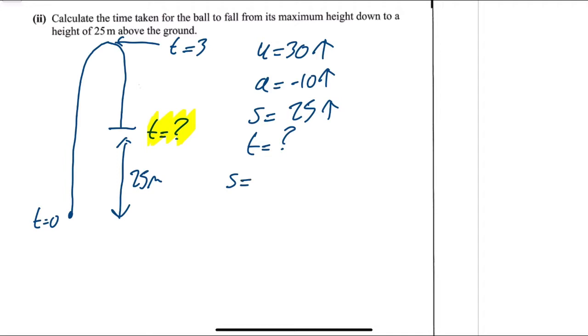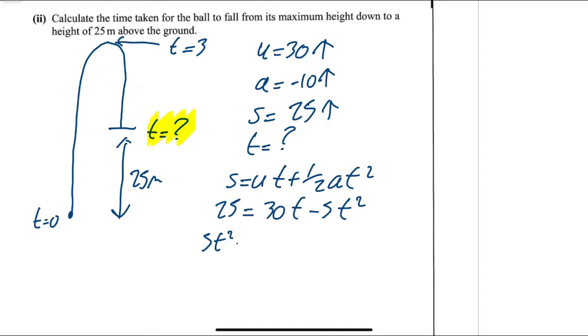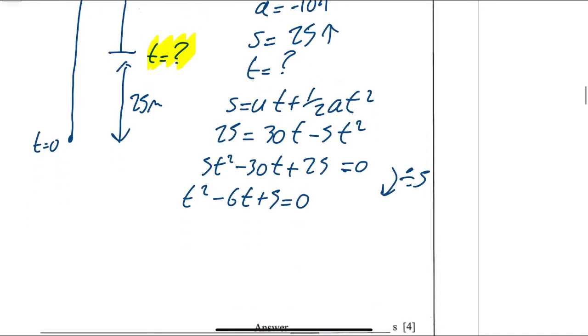Again, you'd use s equals ut plus a half at squared. Fire everything in. 25 is equal to ut, which is just 30t, and then a half times a, which is a half times minus 10, which is minus 5, times t squared. Bring everything over to one side, put it equal to 0. To make life a wee bit easier, divide through by 5, and you get t squared minus 6t plus 5 is equal to 0. I'm skipping out the sum and product method, but it factorizes nicely to give you this, which means t is equal to 1 or t is equal to 5.